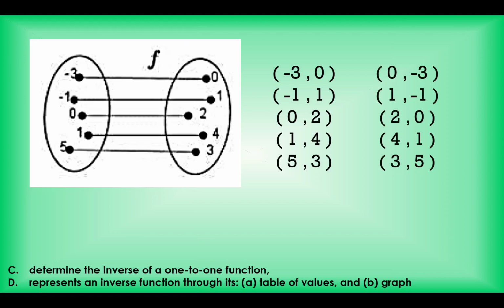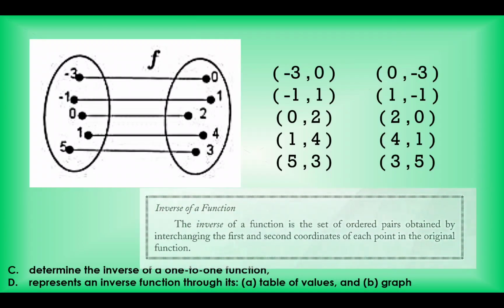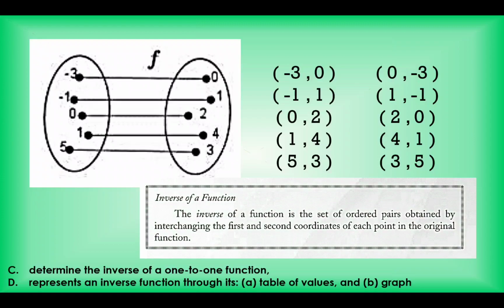To get the inverse of this one-to-one function, kailangan lang natin baliktarin lahat ng mga ordered pair. Exactly. We just have to interchange the first coordinate or the x values, and the second coordinate or the y values. So, from (-3, 0), we change it to (0, -3). From (-1, 1), interchange (1, -1). (0, 2), interchange (2, 0). (1, 4), interchange (4, 1). (5, 3), interchange (3, 5).